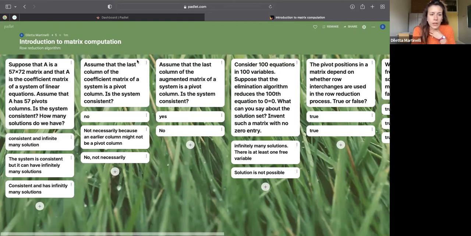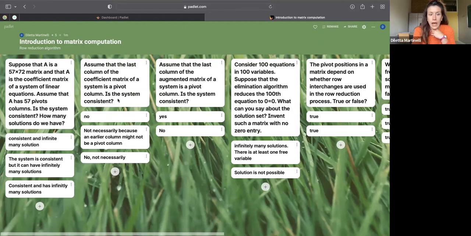So the second one, assume that the last column of the coefficient matrix is a pivot column. Is the system consistent? No, not necessarily, because an earlier column might not be a pivot. So these are not correct.